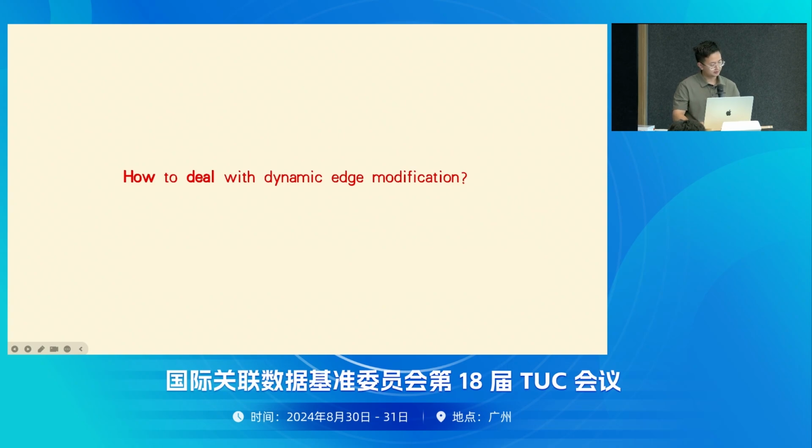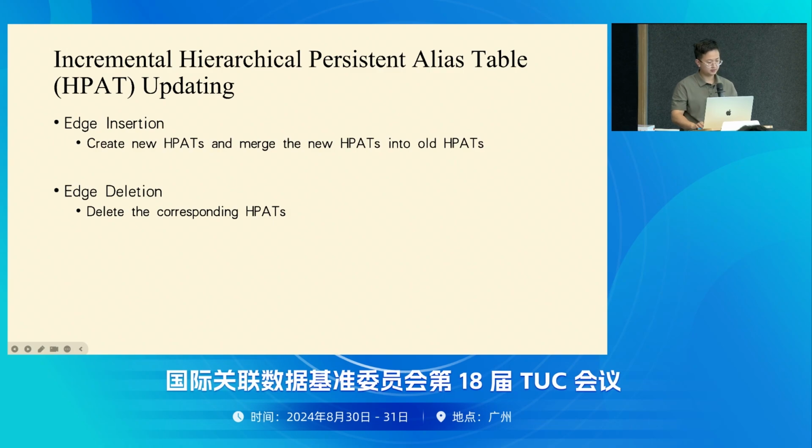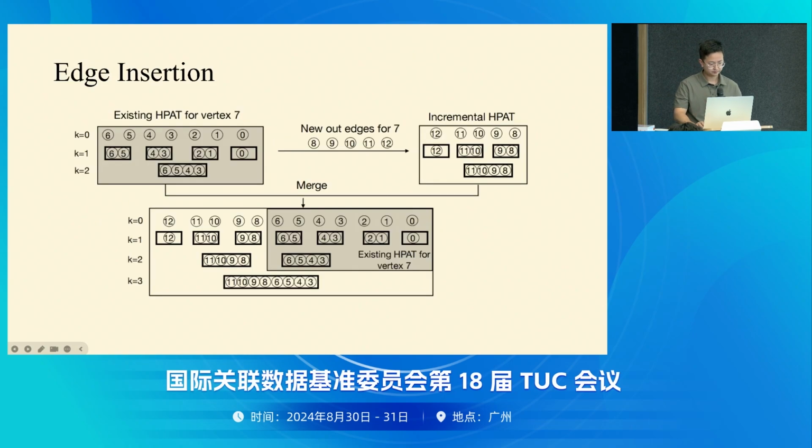Then, how to deal with the dynamic edge modification? We can use the incremental hierarchical persistent list table updating strategy to update the heap-packed data structures when facing edge modification, including edge inserting and edge deletion. For edge inserting, we can create new heap-packs and merge the new heap-packs into the old heap-packs. For edge deletion, we can directly delete the corresponding heap-packs.